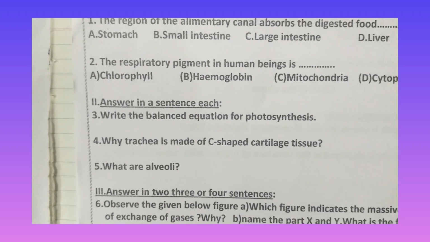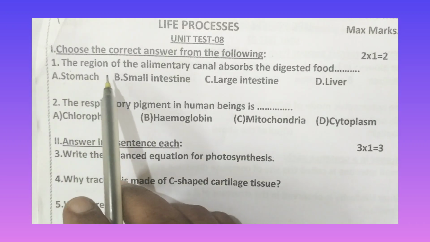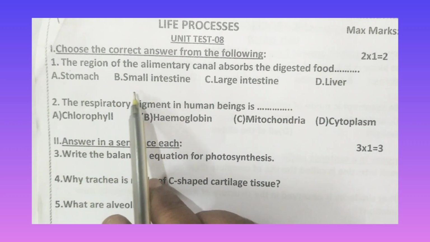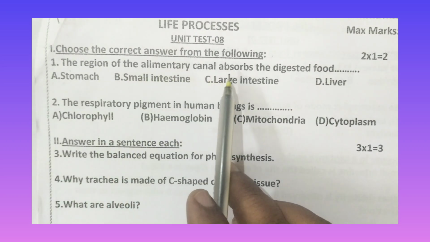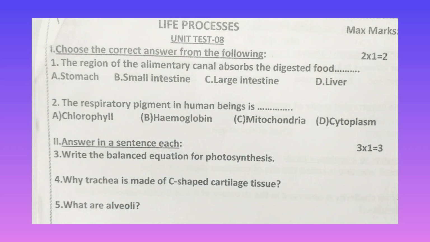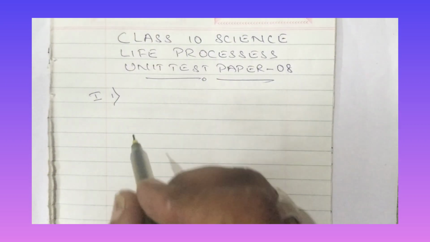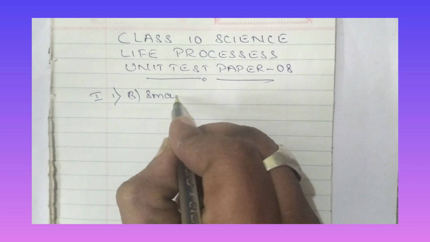The first question of unit test paper number 8 is: the region of the alimentary canal that absorbs the digested food. Stomach, small intestine, large intestine, liver. The digested food will be absorbed by the small intestine. So option B, small intestine.